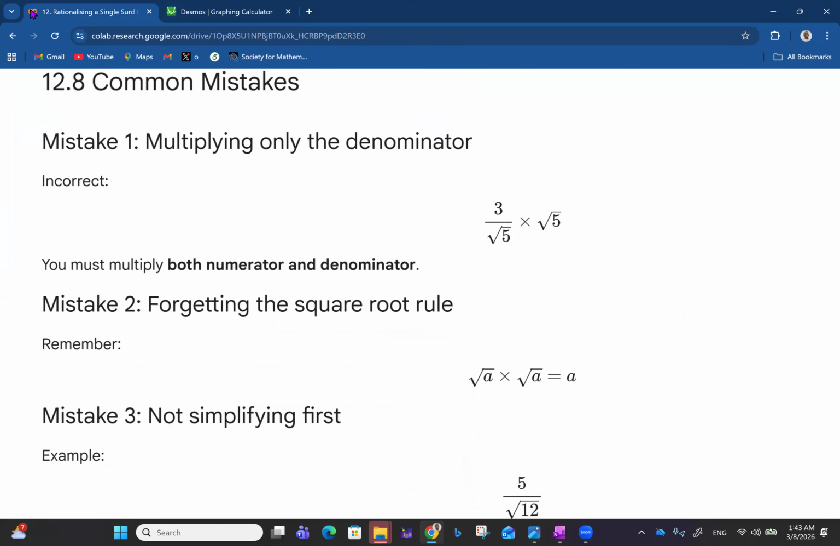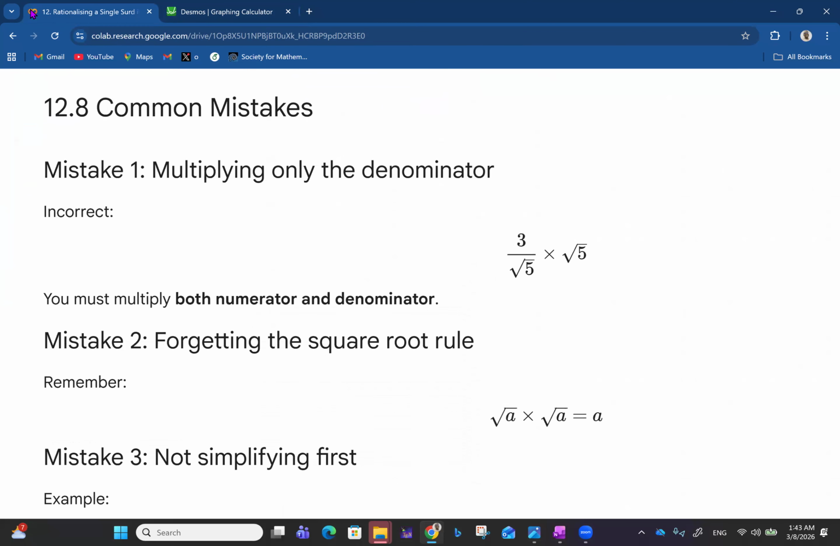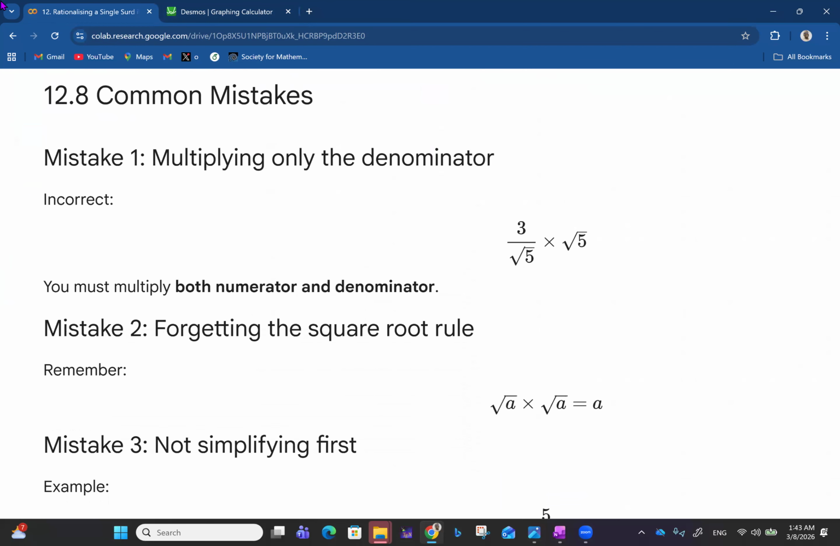So some common mistakes you should be wary of. First of all, mistake one: multiplying only the denominator. It is incorrect to just say 3 over root 5 times root 5, so root 5 cancels out and you get 3. That's totally wrong. They won't give you the same result. You must multiply both numerator and denominator. So it should be 3 over root 5 times root 5 over root 5, because otherwise you are not maintaining the expression, since you have not multiplied by 1. This is a mistake you should avoid.